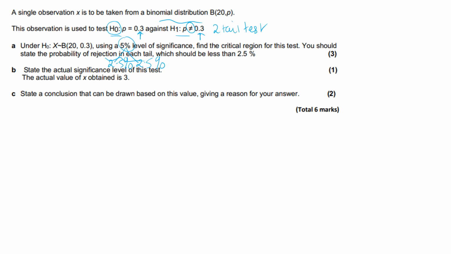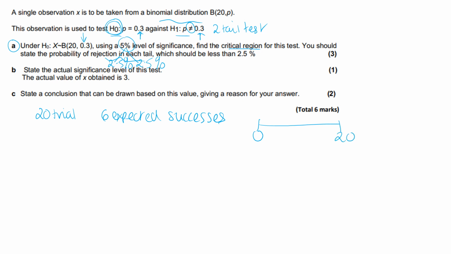So for part A, we're being asked to use the 5% level and find the critical region, which is the point at which we're going to be rejecting H0. Now we're assuming that H0 is true, so we think the probability of success is 0.3. So it's always worth looking that in 20 trials, if we expect 0.3, 0.3 is 3/10, 1/10 is 2, so 3/10 is going to be 6 expected successes.